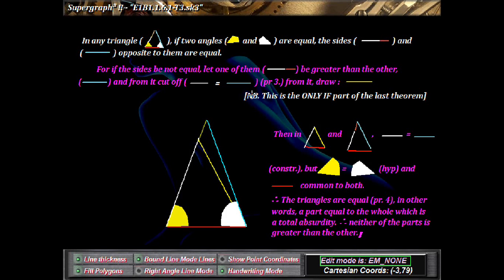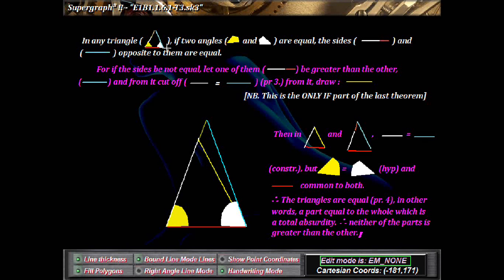Now, given the fact from problem 3 that we have the ability to cut off from the greater side, which is composed of parts, an amount equal to an amount that we would like to cut off, we want to cut off from it the amount which is the other side, the blue side.